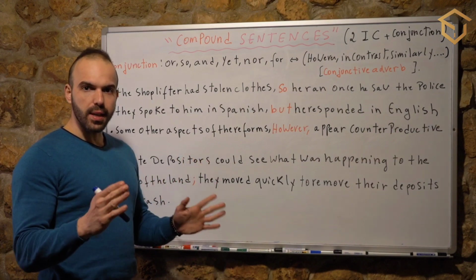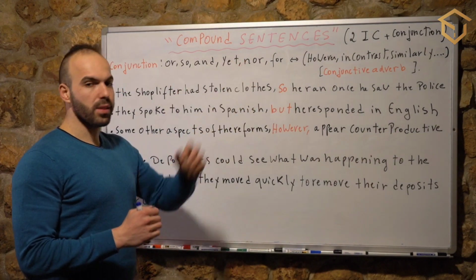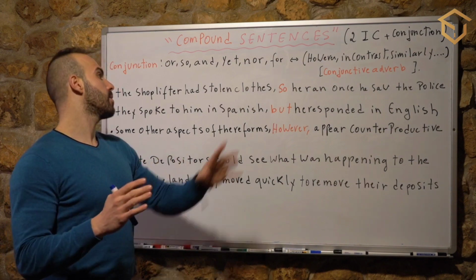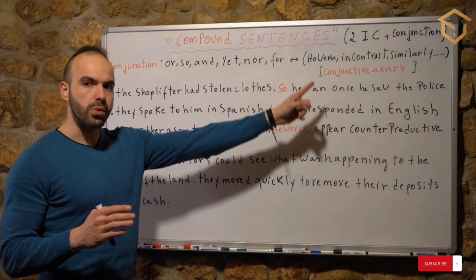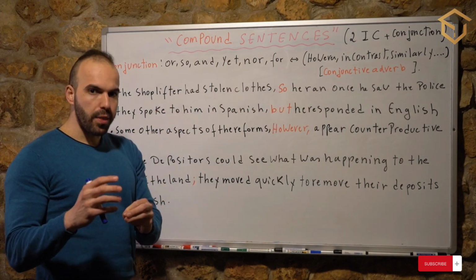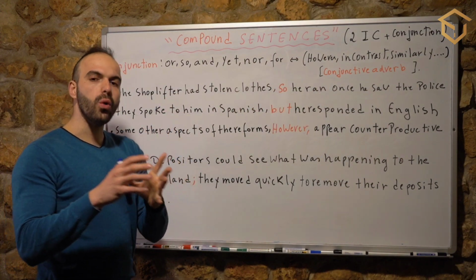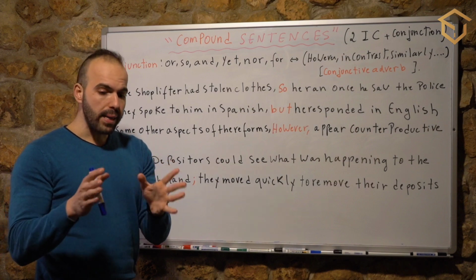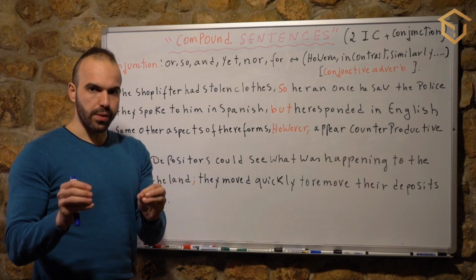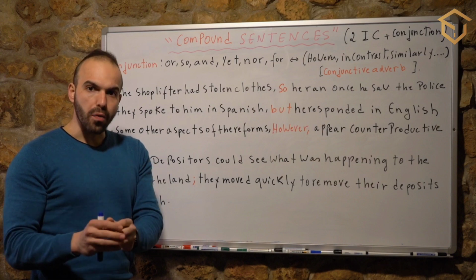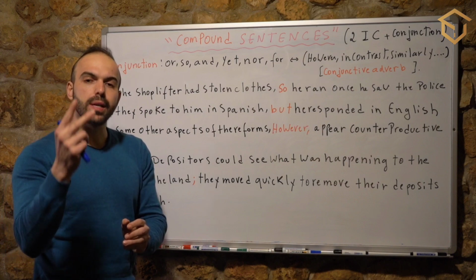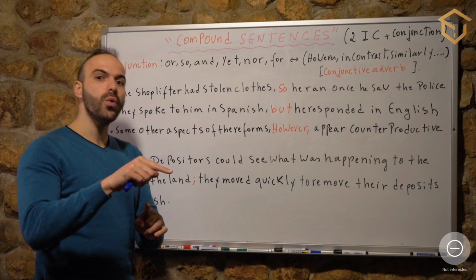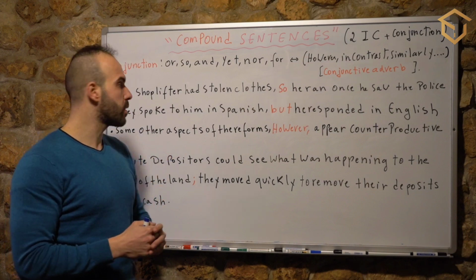Now, what is a compound sentence? A compound sentence usually has two independent clauses joined by either a conjunction word or a conjunctive adverb. What does it mean? Basically, a compound sentence is composed of two simple sentences. Let's see an example before we move on into more details.